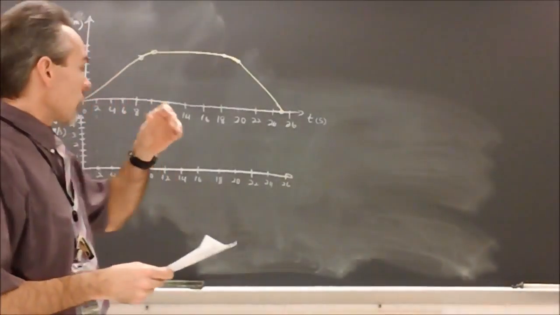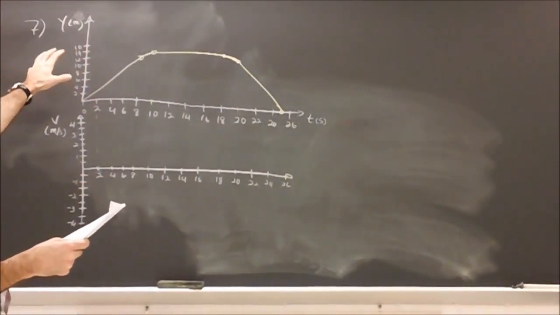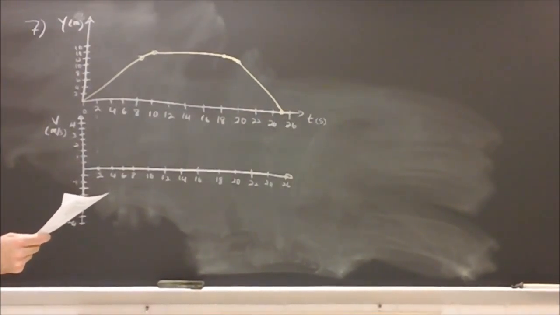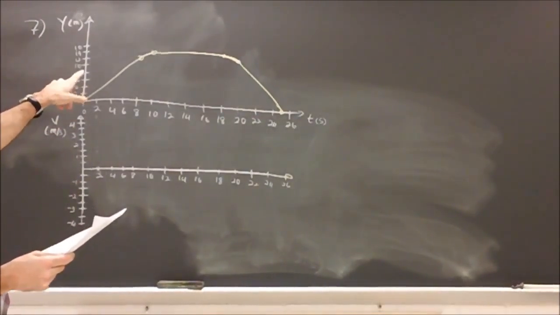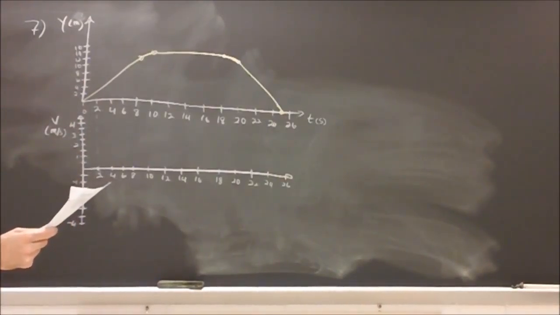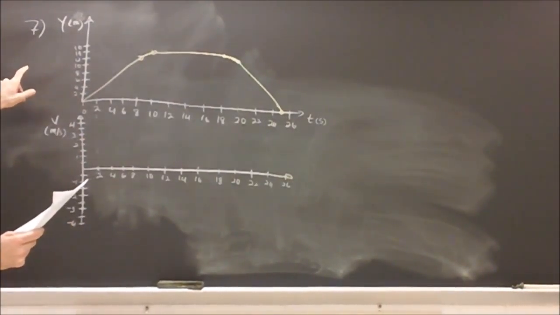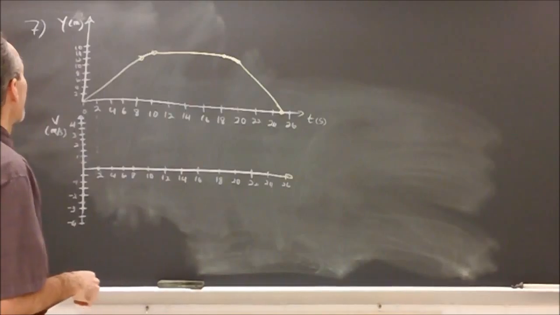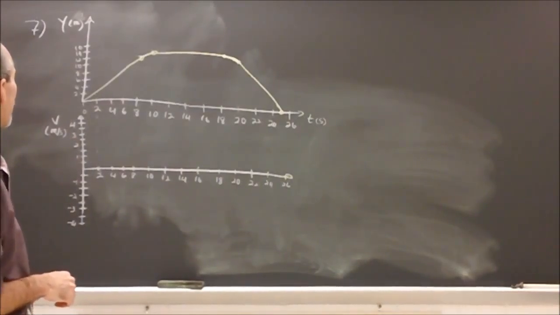And number 7, we're given a vertical position graph. It says the vertical position of the elevator as a function of time is shown above. On the grid below, velocity time graph, we're supposed to graph the velocity as a function of time. Well, velocity is given as the slope of the position time graph.